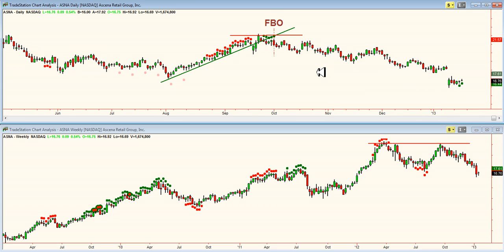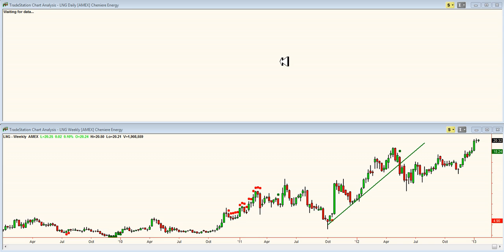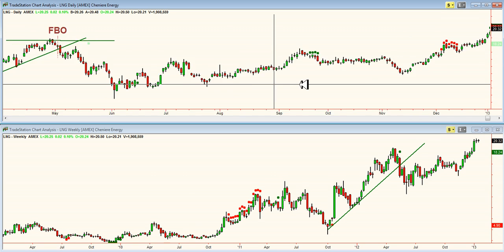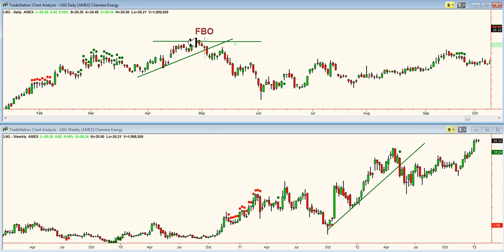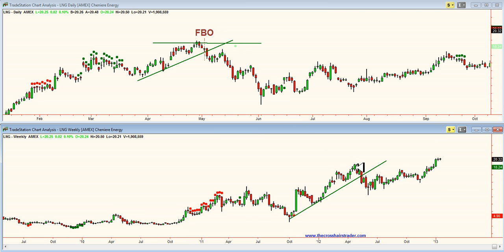ASNA, a lot of times you'll have the high candle count dots on the breakout. You can see the resistance on the weekly chart, and we begin reversing with the false breakout on ASNA. LNG, false breakout, a trend, we break out in this area, false breakout, and we start reversing. You can actually see the high candle count dot here on the weekly chart as well, and a break of the uptrend on the weekly chart also at the same time.